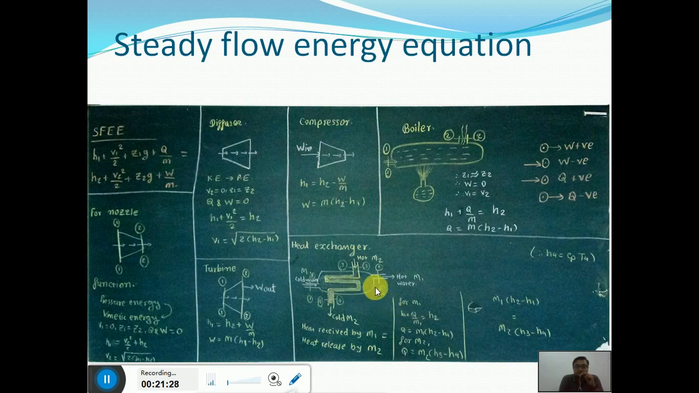So based on this, applying the steady flow energy equation for sections 1 and 2, here heat is received or absorbed by the system, that's why heat is positive, and here heat is negative, that's why the equation would be m1 (H2 minus H1) and Q is equal to m2 (H3 minus H4). So the ultimate equation would be m1 (H2 minus H1) is equal to m2 (H3 minus H4). It is very simple, very basic. For all of this you need to assume that Z1 is equal to Z2, V1 is equal to V2, and W is equal to 0 because the heat exchanger is not a work producing device.